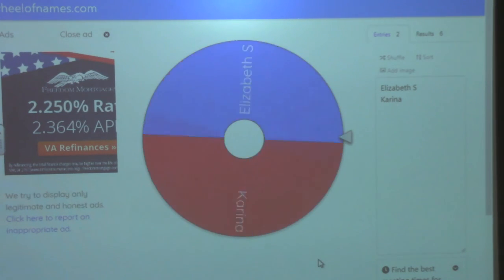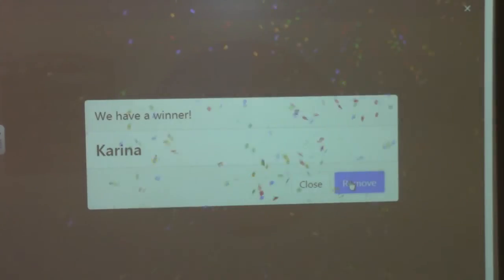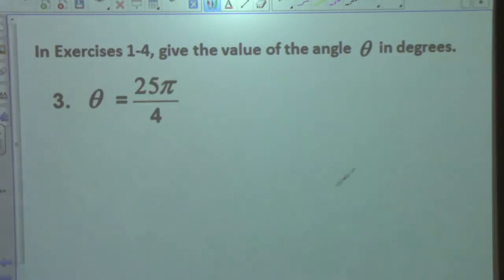Now, let's go ahead and choose one of our highly motivated, Elizabeth's highly motivated. She's going to be called on, maybe. Marina's going to be called on first, though. All right. What'd you get for this one?